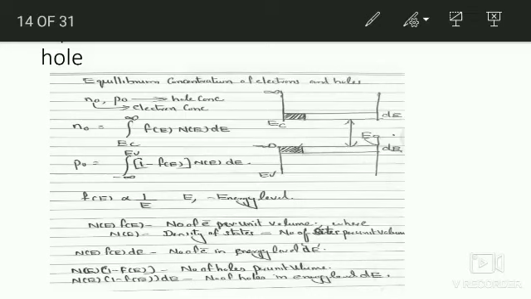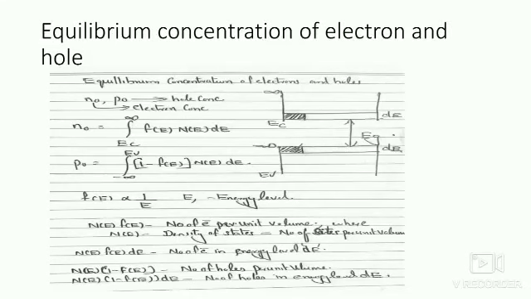You have to know the Fermi-Dirac distribution function F of E, which is inversely proportional to the energy level. All these explanations were already given about N of E, F of E, and N of E times 1 minus F of E dE.